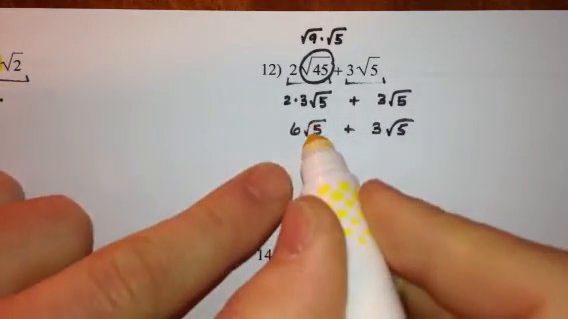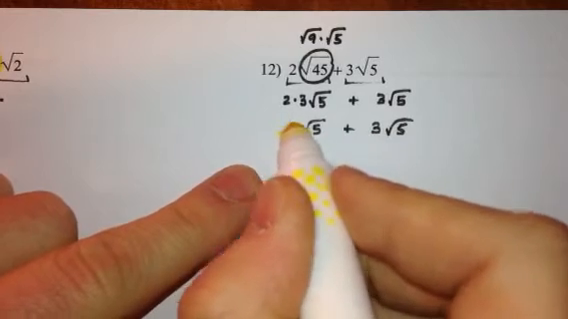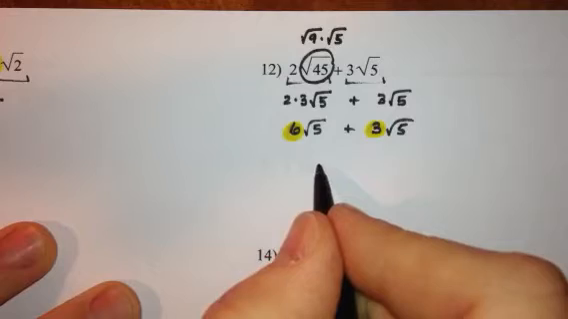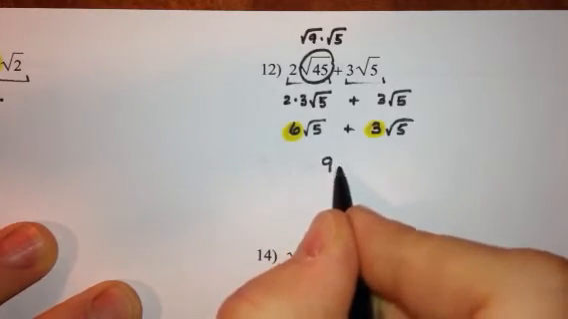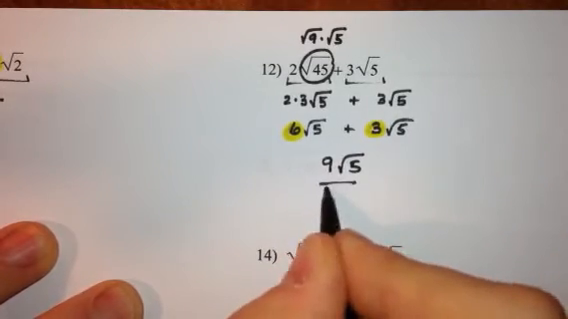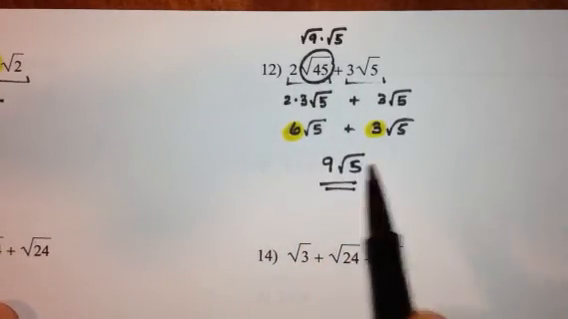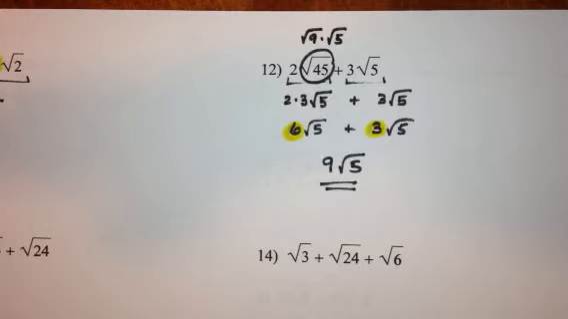Now we see we've got like terms. So we can put the 6 and the 3 together, and we end up with 6 plus 3 is 9 radical 5. Keep in mind you can always check these things by putting this in your calculator and this in your calculator and making sure that you get the same number.